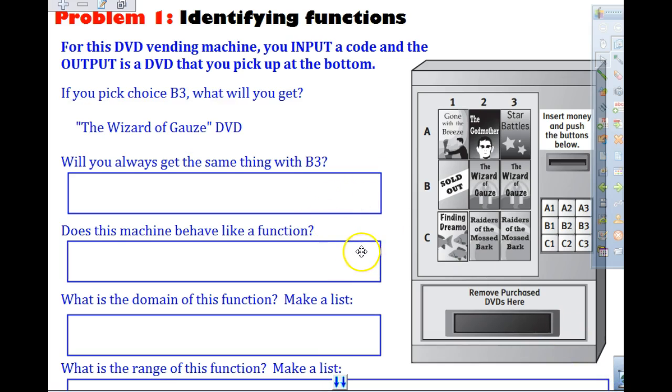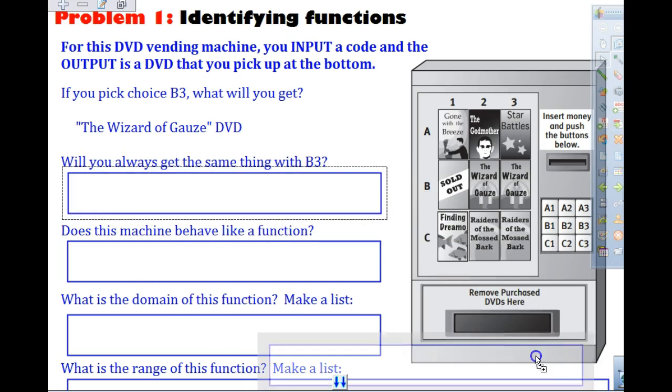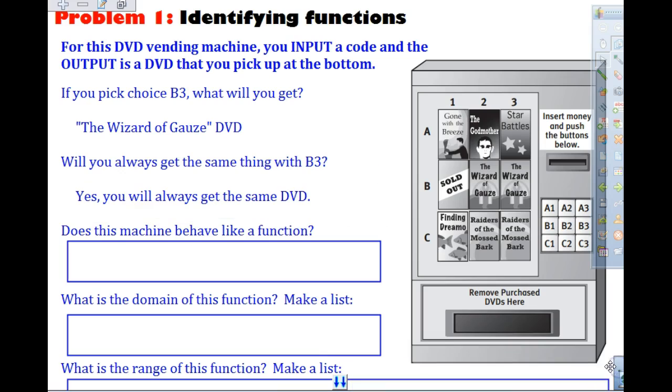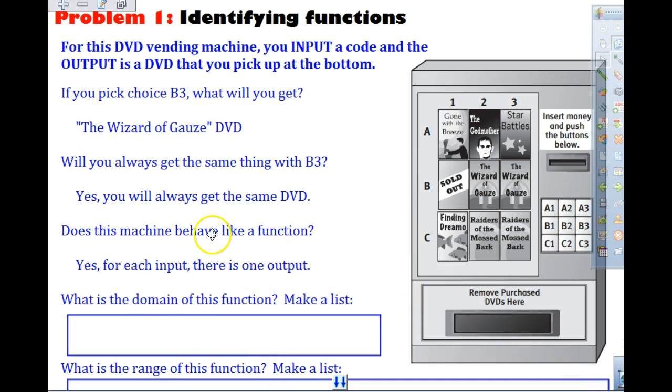That DVD. It says, will we always get the same movie if we push B3? Yeah, we're not going to get a different one, right? We're not going to get Raiders of the Lost Ark, right? We are always going to get that same one, okay? So it says, does this machine behave like a function? For each input, is there one output? We would say, yes. For each input, there's exactly one output.